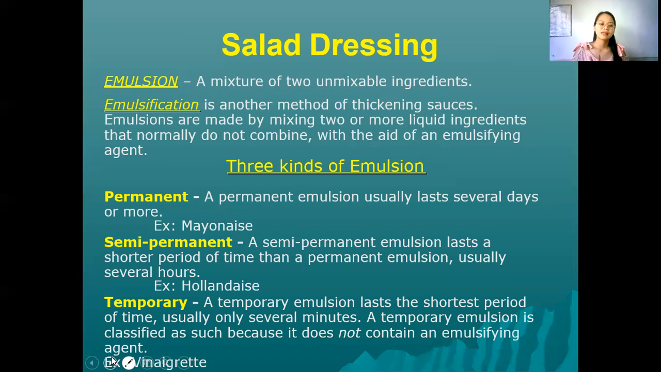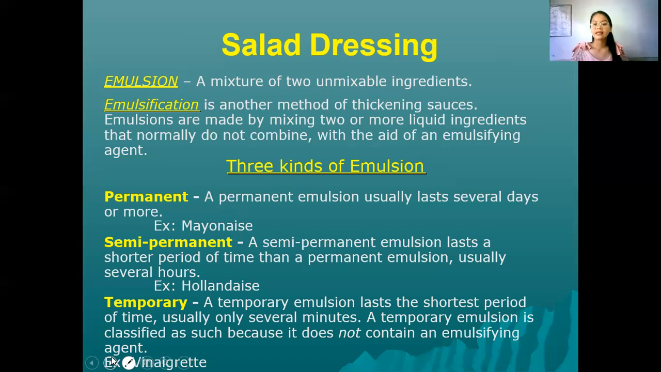And then we have three kinds of emulsion. So first is the permanent. A permanent emulsion usually lasts several days or more. And then semi-permanent, an emulsion that lasts a shorter period of time than a permanent emulsion, usually several hours. So hollandaise is a French sauce that is similar. It takes mayonnaise as its base, but they add another acid, another flavoring to it. That is why this permanent emulsion that is already well emulsified, when they add another form of liquid, becomes semi-permanent, because later on there will be coalescence or breaking of the emulsion. That is why it will not last too long.